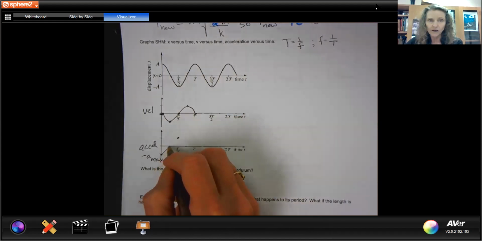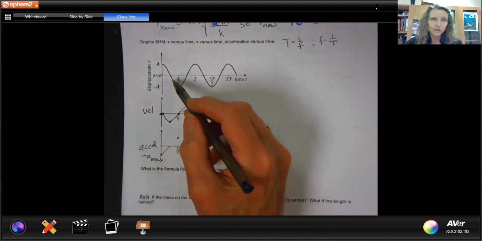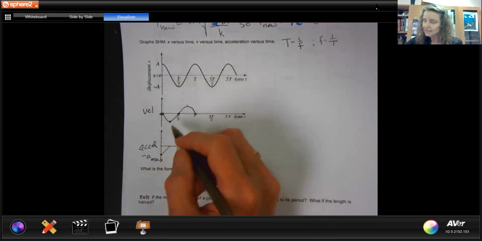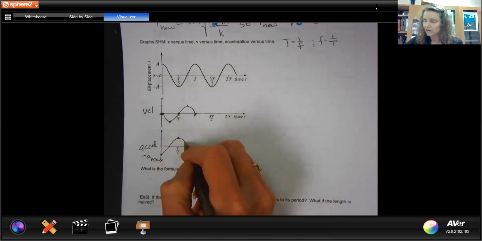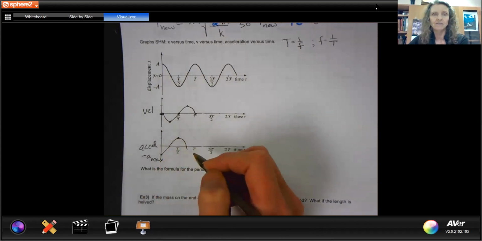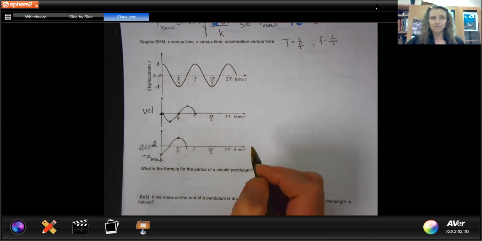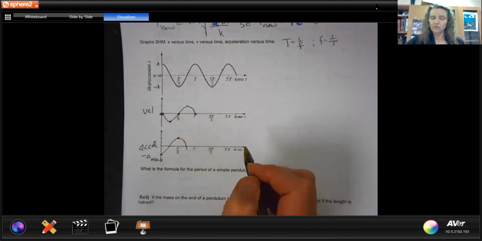Wait, where's acceleration 0? Where force is 0? Where's force 0? When it goes shooting through the equilibrium position, at its fastest speed, it has no more spring compression. So what's going to happen here is your graph is going to do this. And again, I'm going to stop right there and let you work your way through those.